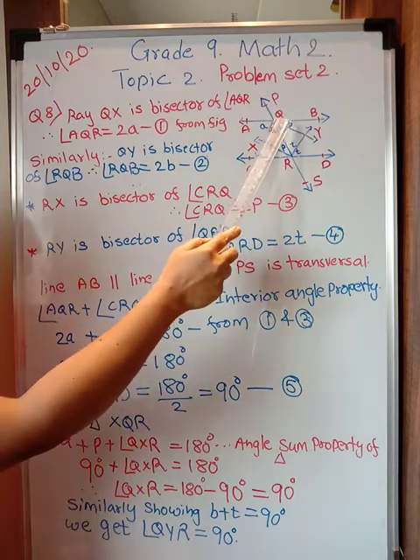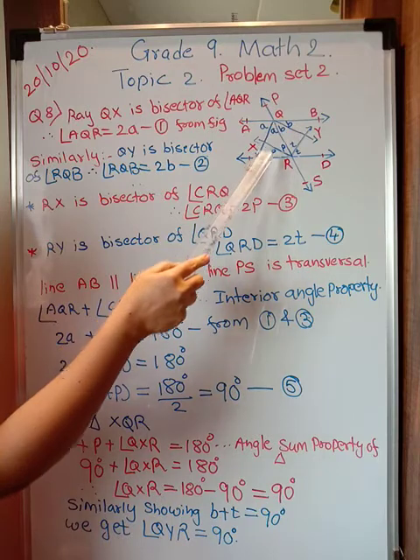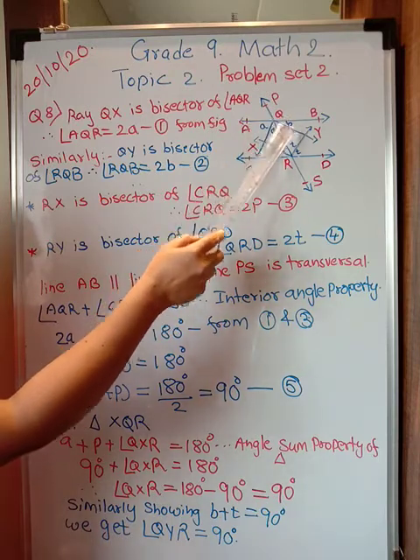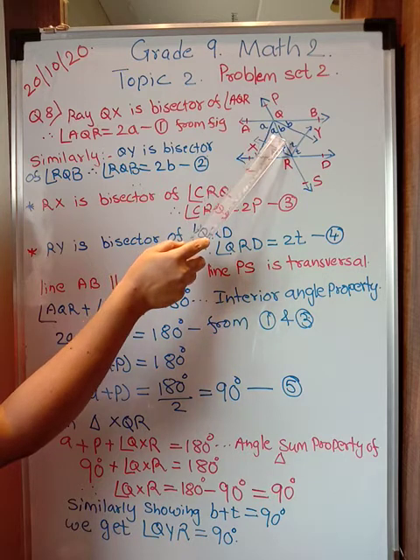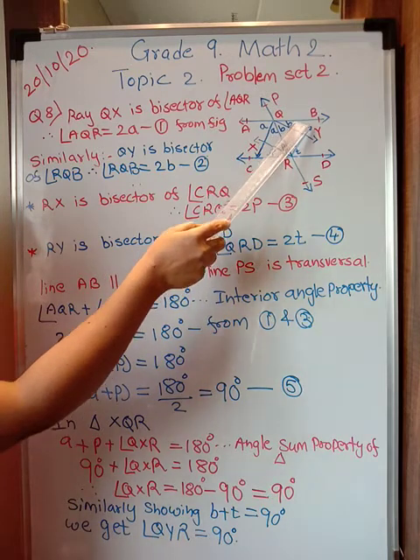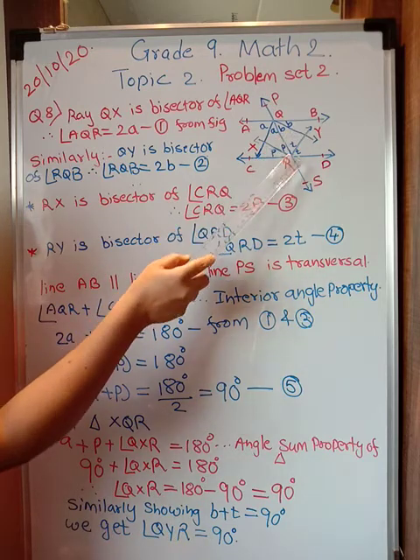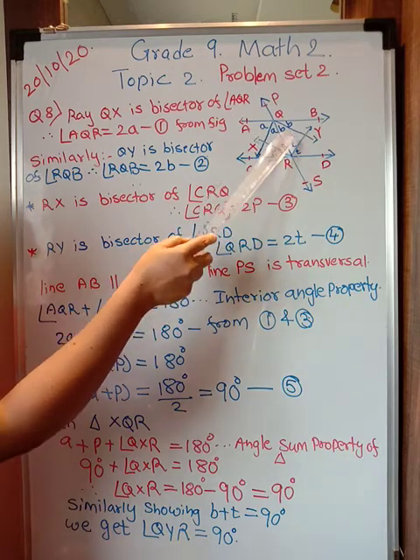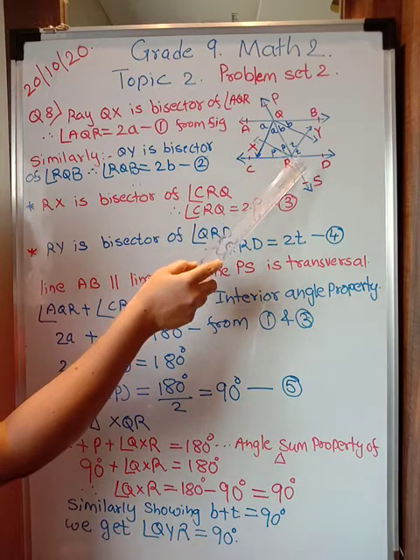Now see students, if QC is angle bisector, that means this is dividing angle AQR into two equal parts, which I have shown by small a, small a. Similarly, these two angles are equal because this is angle bisector. I have written by B and B. This is angle bisector. It is dividing this big angle into two equal parts. I have named that angle as P and P.